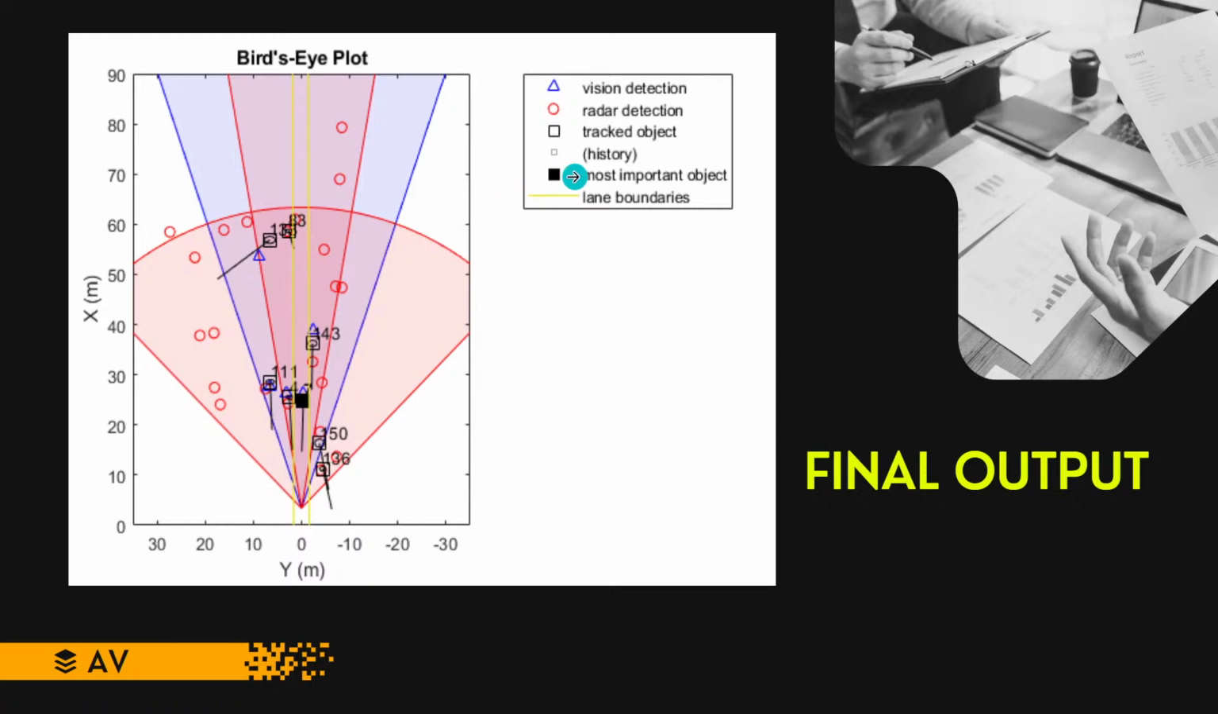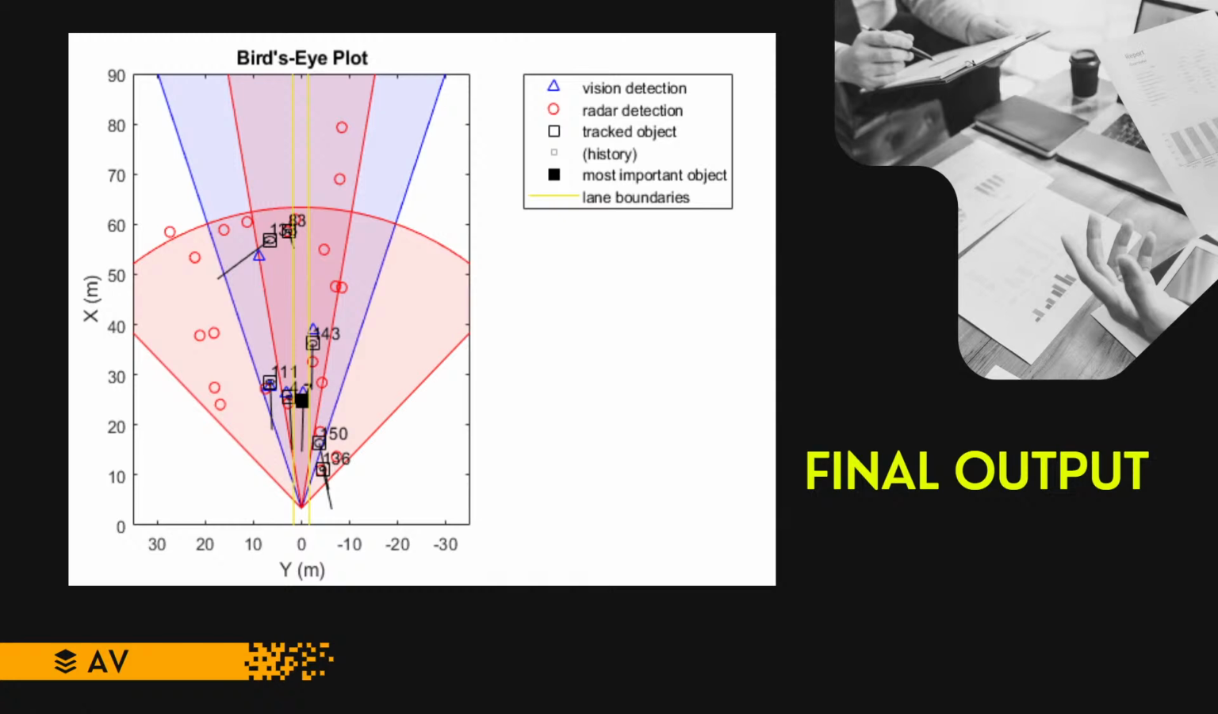So here this black color square, that is the most important object. That means there is one object we are particularly interested in. So it could be something like a big car or a fast moving car. So whatever it is, we have to track that one also. So all this information was recorded quickly. It updates 20 times per second for most things, except for the vision detection, which was recorded at 10 updates per second.